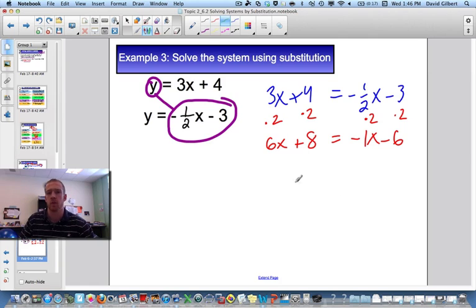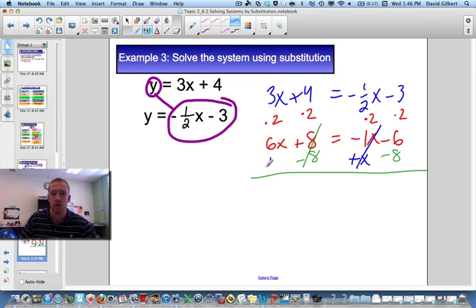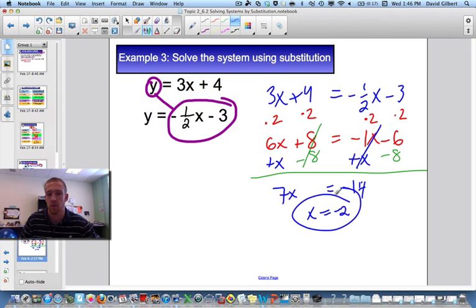Now I'm going to do two steps at once here. I'm going to minus the 8 off, so I have no more free numbers over here. And I'm going to also add an x, so that cancels. So that gives me 7x equals negative 14. So x equals negative 2.